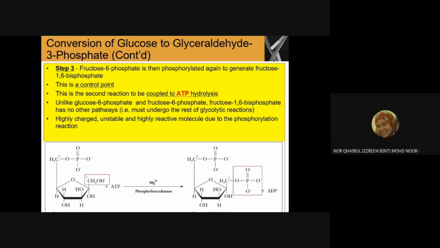Remember in the first step of glycolysis, where glucose is converted to glucose 6 phosphate, we add charge. When a phosphate group is added, it is a charged molecule and it is reactive. Here we add another phosphate group, so it is more reactive, more unstable, and highly charged due to the charge of the phosphate.